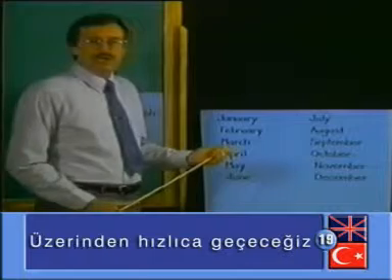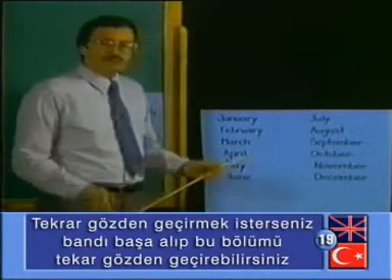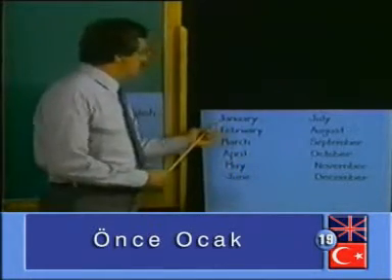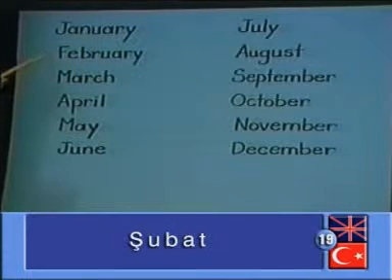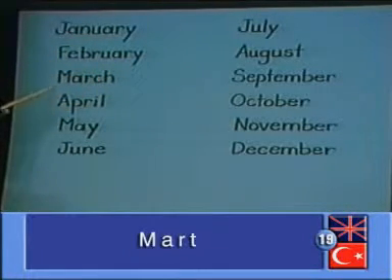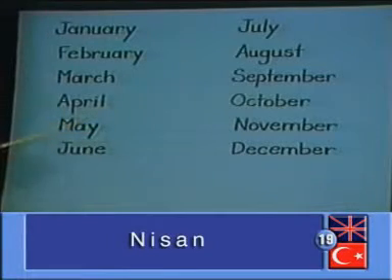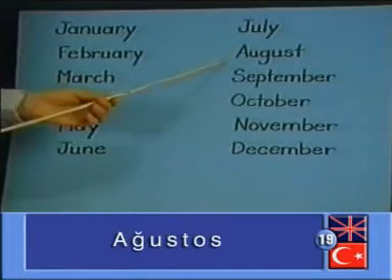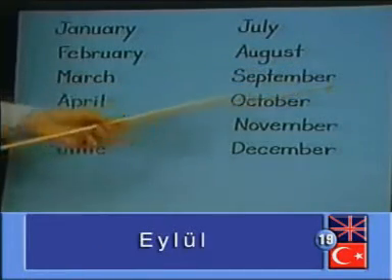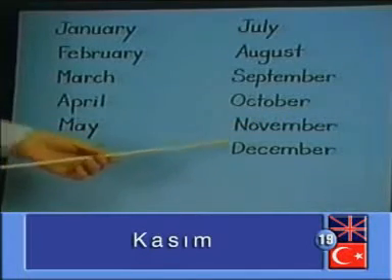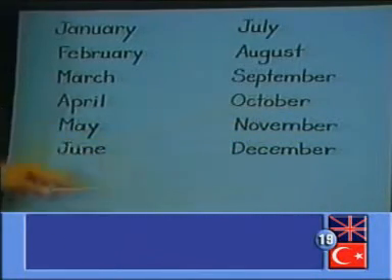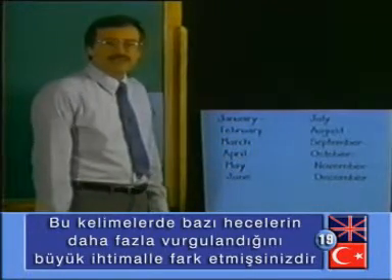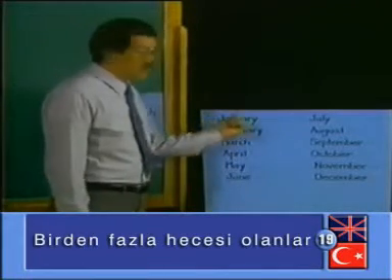You ready? We're going to go over it quickly, so if you need to review, you can rewind the tape and play this part again. Here we go. First is January, then February, March, April, May, June, July, August, September, October, November, December. You probably noticed that there are some syllables in these words that are stressed more than other syllables, those that have more than one syllable.